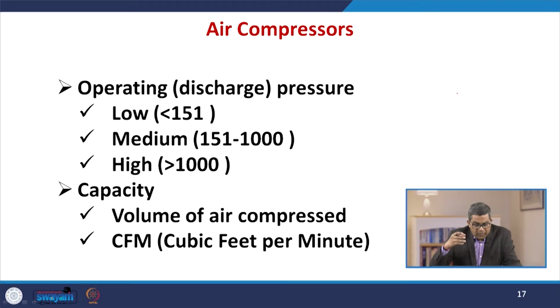So, when we talk about the operating or discharge pressure, it can be classified as low, medium, and high. Low is less than 151, medium is 151 to 1000, and high is greater than 1000 bar. Now, capacity is subclassified on the basis of the volume of air compressed with respect to the CFM, that is cubic feet per minute.